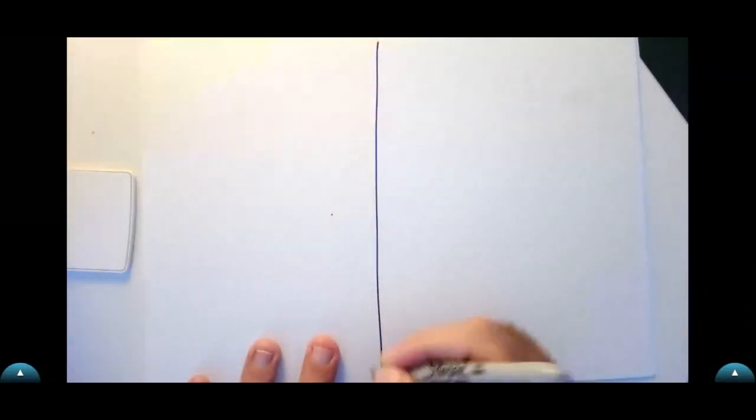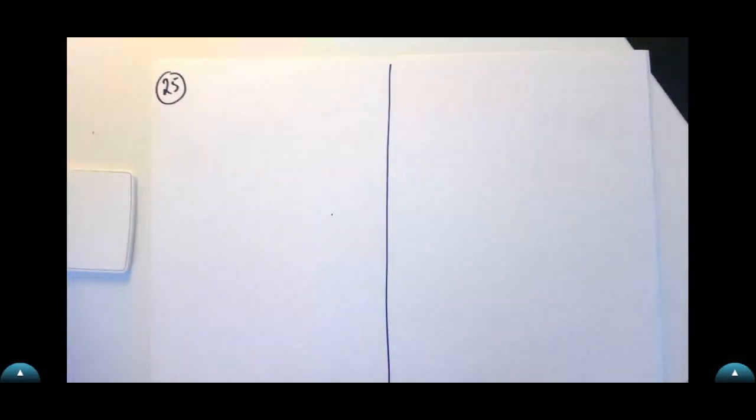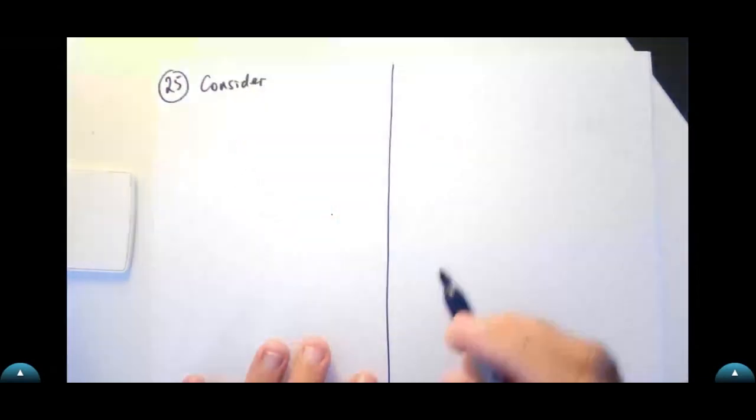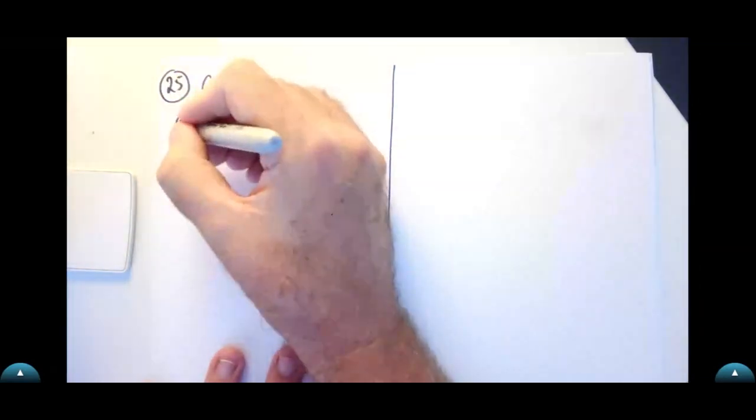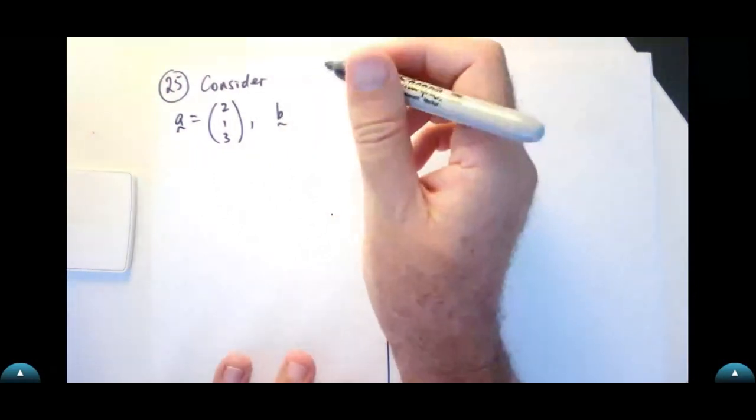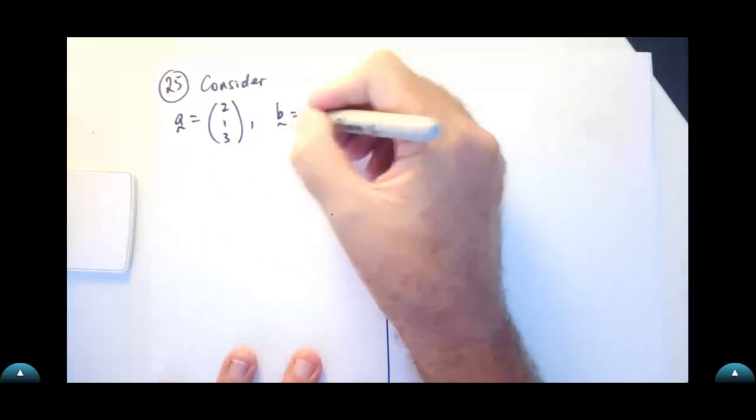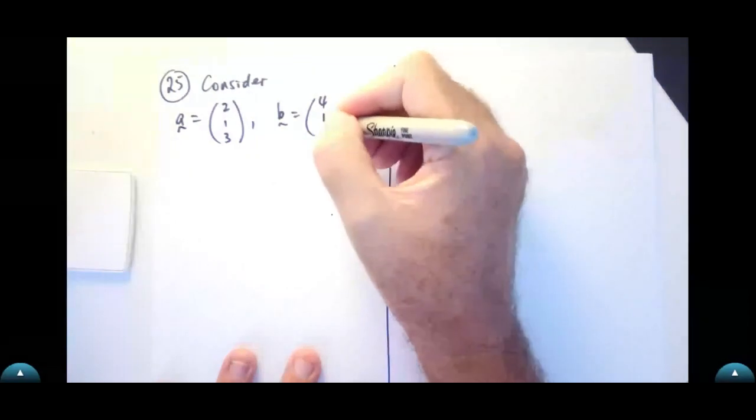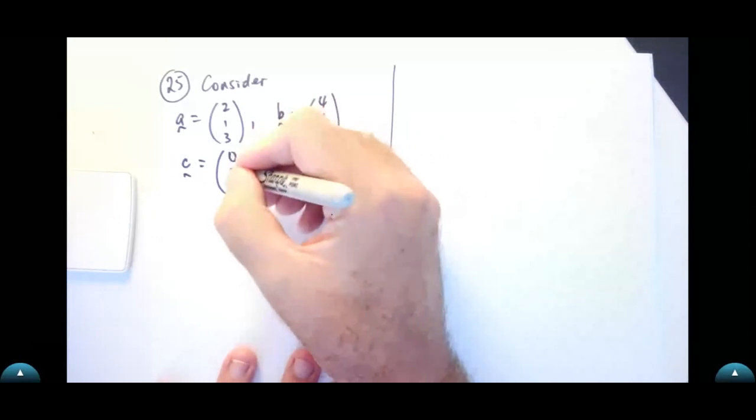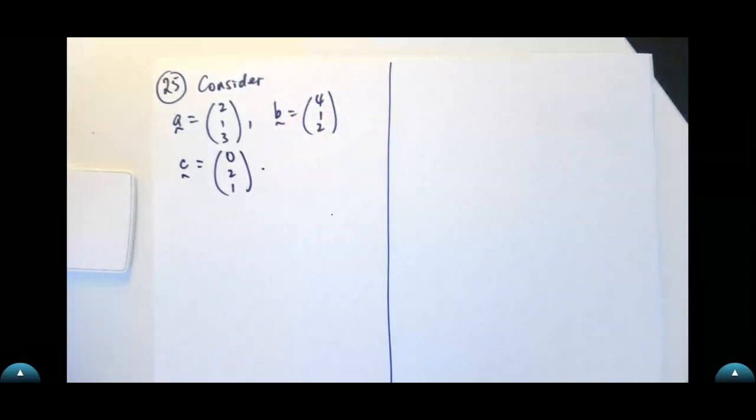All right, here we go. All right. So we have this parallelepiped. So consider these vectors. And these vectors form the vectors that span the parallelepiped. So I'm just going to label them in this way.